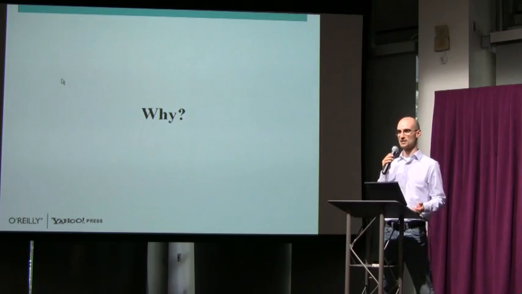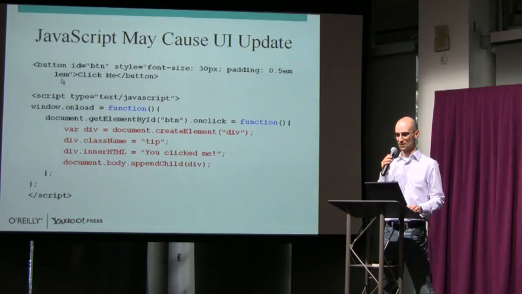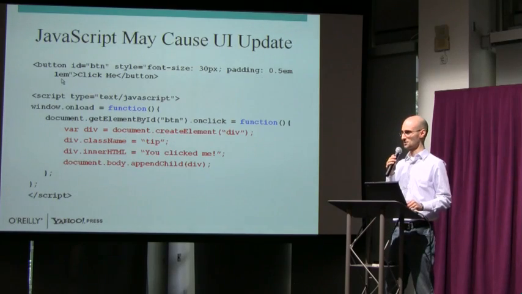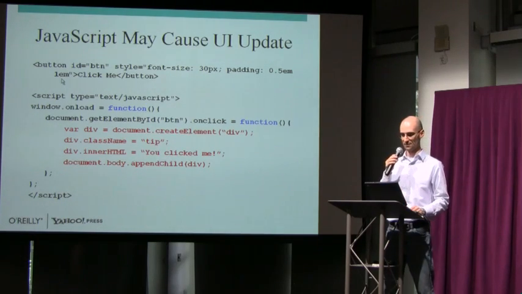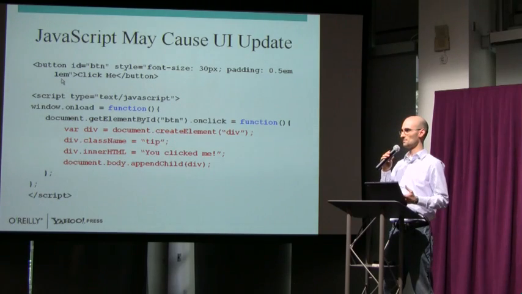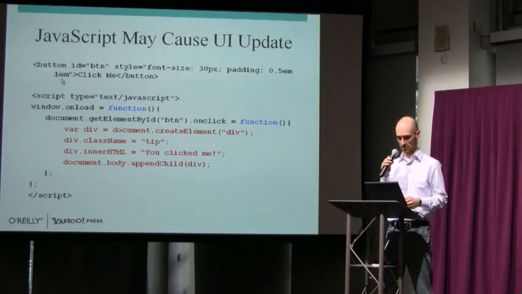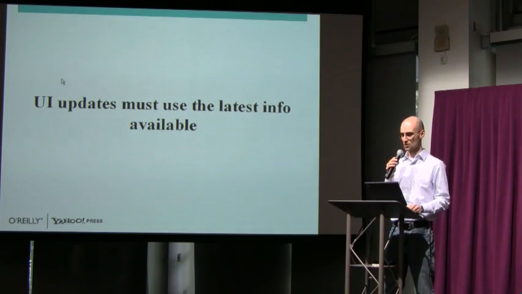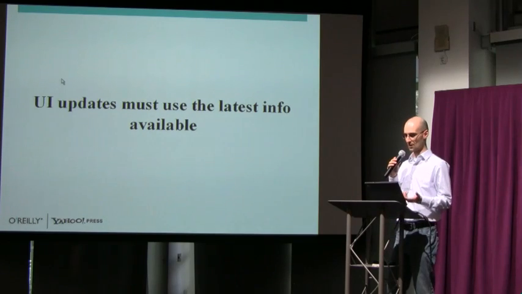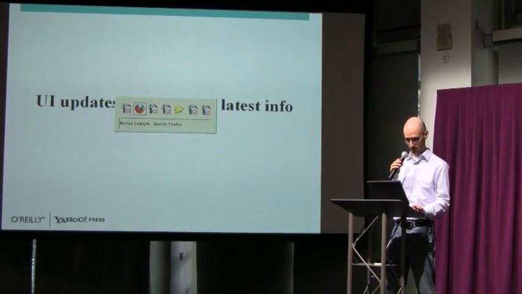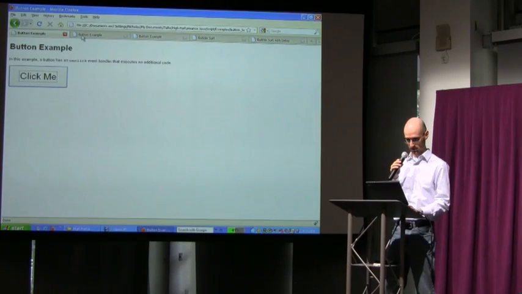And it kind of makes sense if you stop and think about it, because when the JavaScript causes a UI update, like this is just a really stupid example of adding a div here, you want to make sure that the next UI update is doing everything it's supposed to do. And you can only be assured of that if you wait until the JavaScript finishes executing. So, hey, that's what I just said. UI updates must use the latest info available. And I actually have this other example to show you. So here's another button.